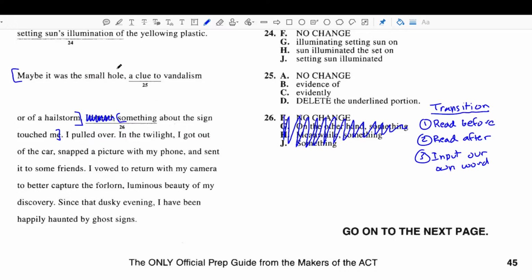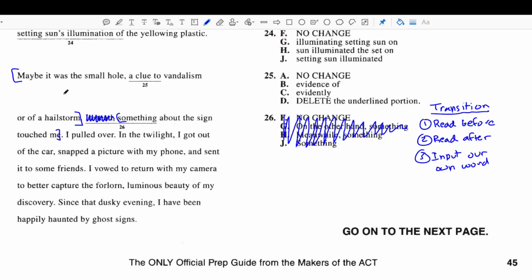"Maybe it was a small hole, a clue to vandalism or of a hailstorm." Okay, so whatever it was, there was a small hole and it seems like it was a clue to something, but we don't really know what it was. "Something about the sign touched me." All right, so it seems like the author may be adding to his or her point. "Maybe it was a small hole, a clue to vandalism or a hailstorm. Something about the sign touched me."